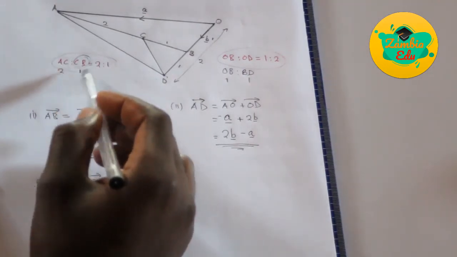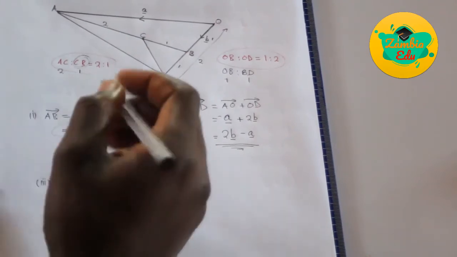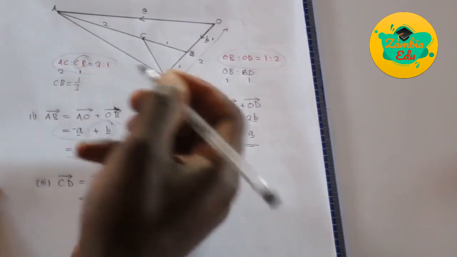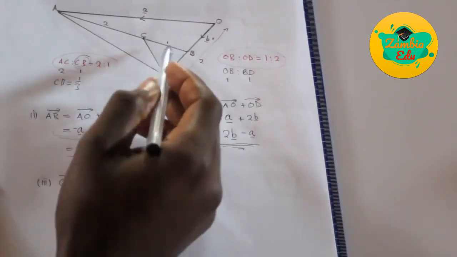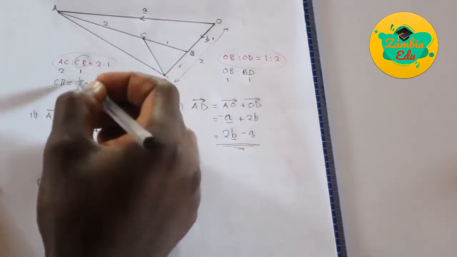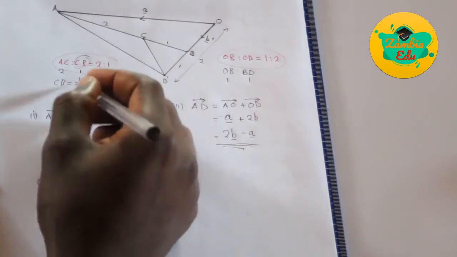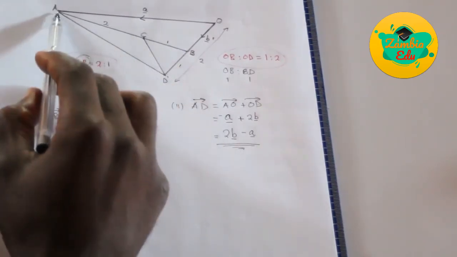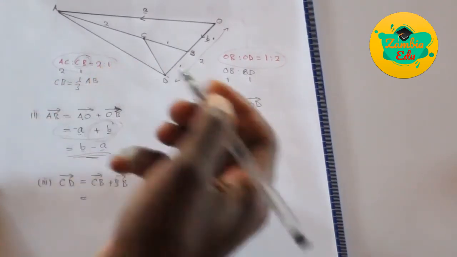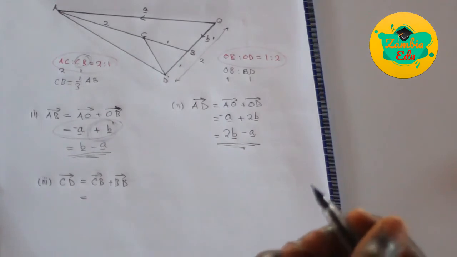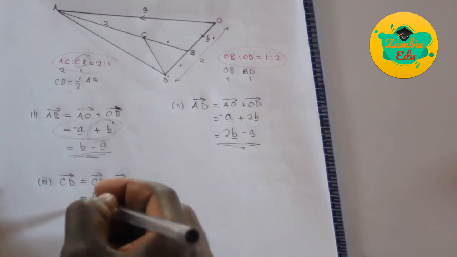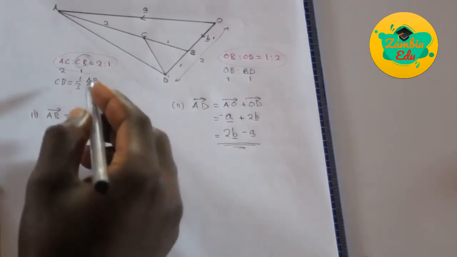AC to CB is equal to the ratio 2 to 1. So what this means is if we're going to find CB alone, it's going to be equal to 1 over 3. Where 1 over 3, that's 1, that's 2. So if you add 1 plus 2, that's the total 3. So that's 1 over 3, that's the ratio. 1 over 3 of what? 1 over 3 of the line AB. That is going to be our CB. So our CB, we've been told it's 1 over 3 of the line AB.